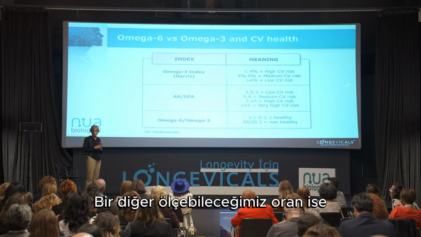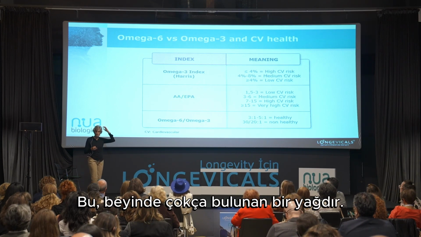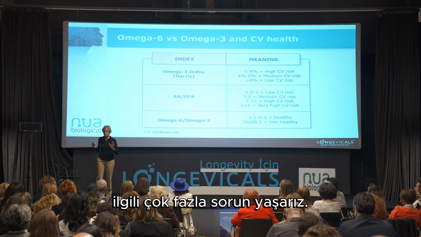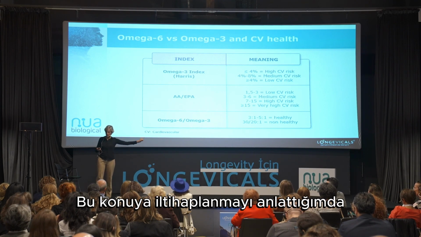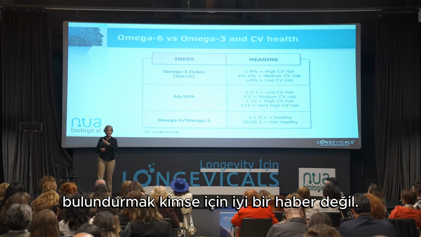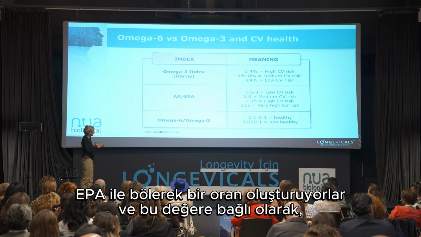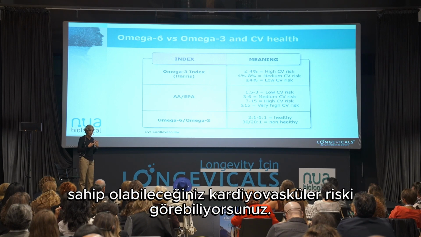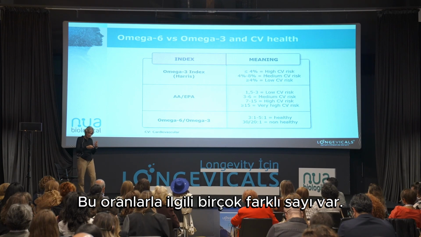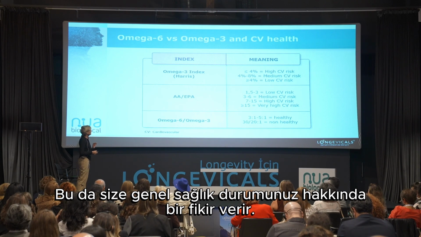Now, there's another ratio we can measure, which is arachidonic acid, okay? That's the fat that we have so much in the brain, but that we eat so much. When we are adults, we have huge problems with arachidonic acid, which you're going to see later on when I explain inflammation, okay? Having a lot of arachidonic acid is not good news for anybody. So they make this ratio dividing the amount of arachidonic acid by EPA, and depending on the value, you see the cardiovascular risk that you might have. And then there's this other ratio as well. So there are many different numbers. There are lots of papers dealing with these numbers, so that gives you an idea of how you are.